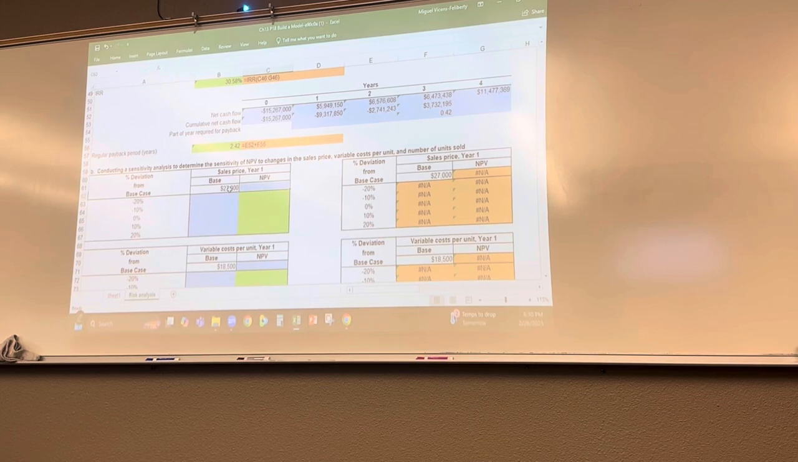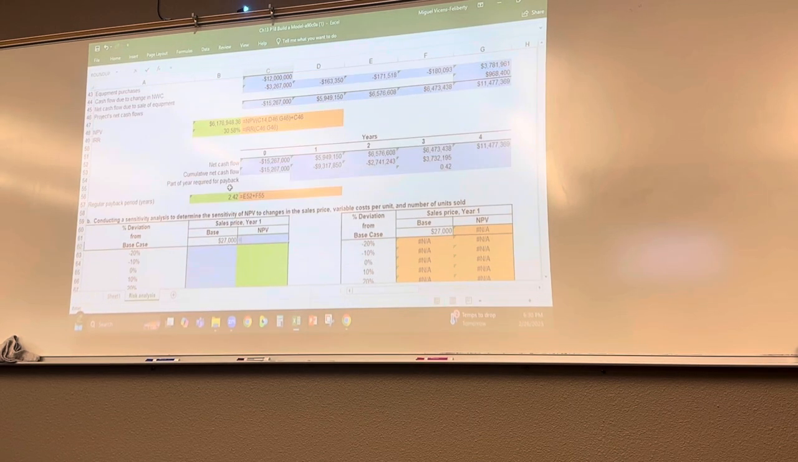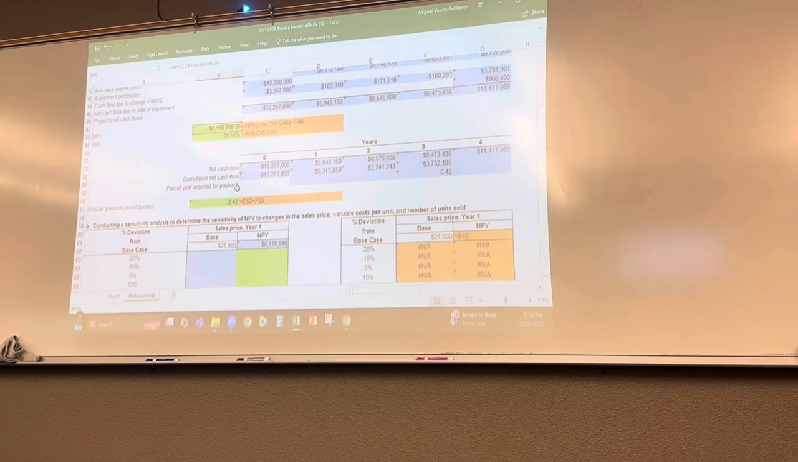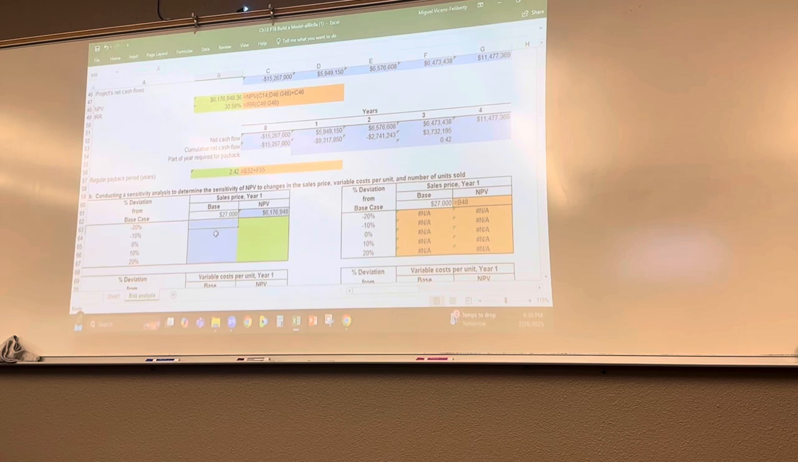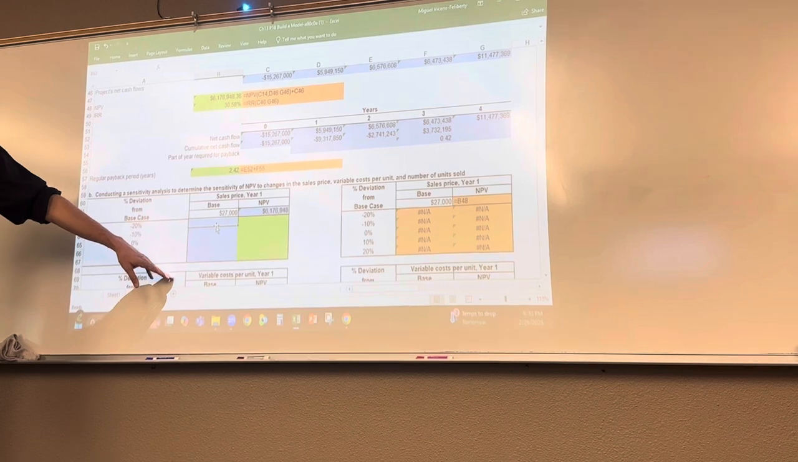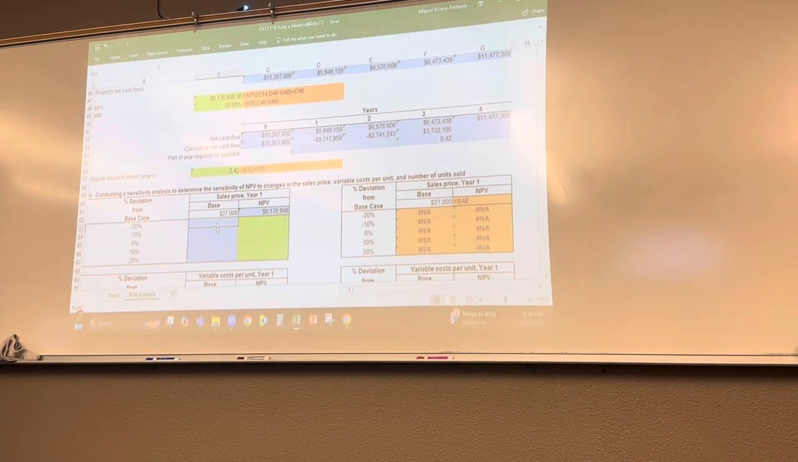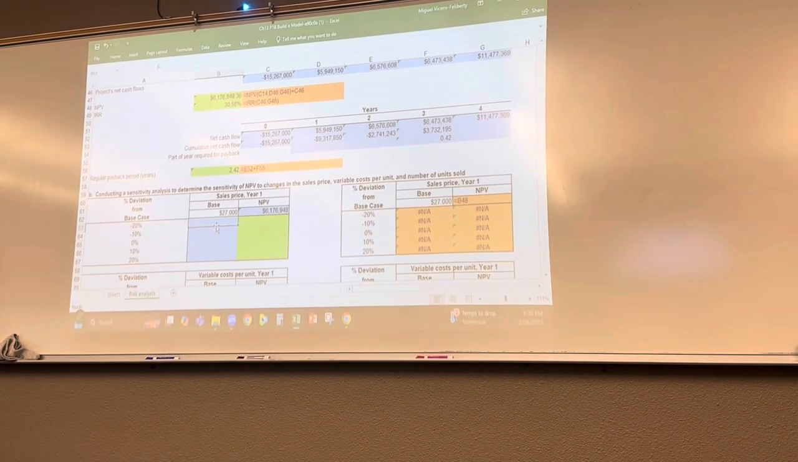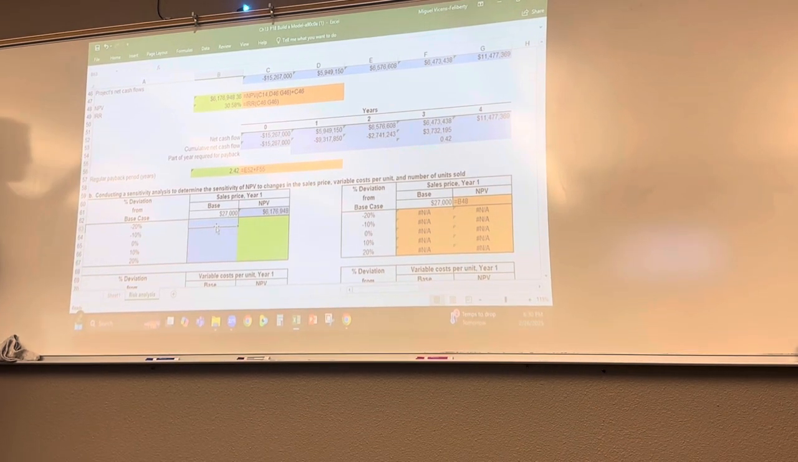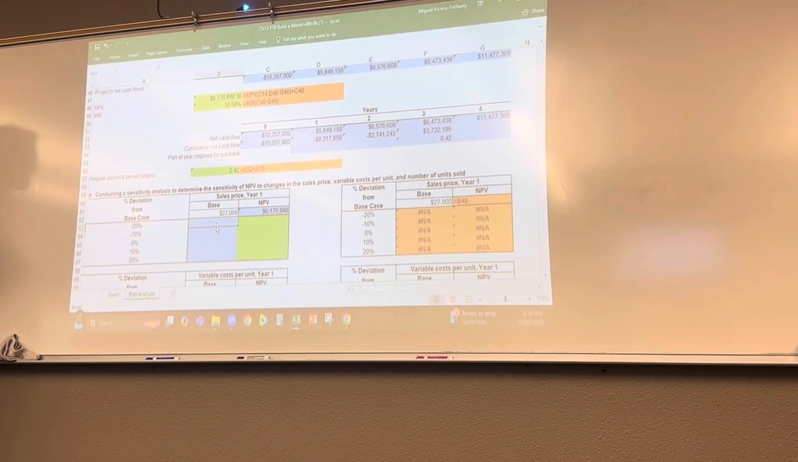So my base case NPV is just this, right? That's what I just calculated. Now, what I want to know is, what happens if I move some variables around? I'm going to look at sales price, variable costs, and units sold. So we're going to check out 3 variables and see what it does to our NPV calculation based on what if I'm 20% off either way.